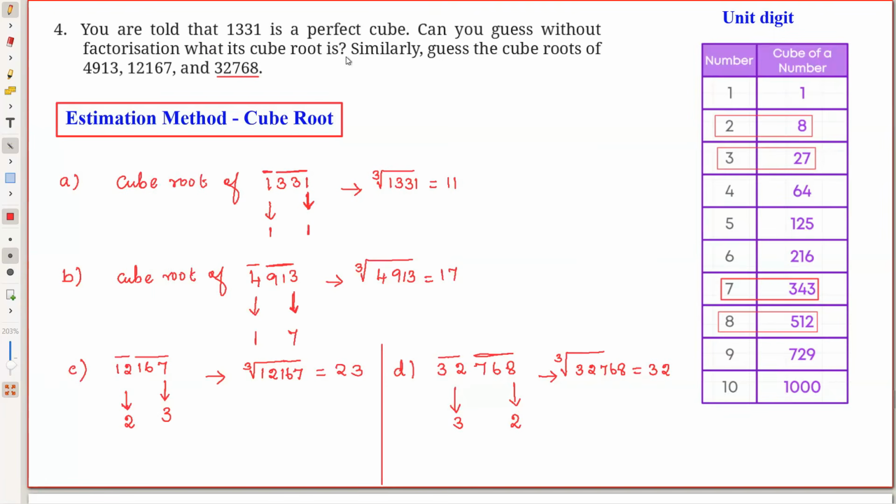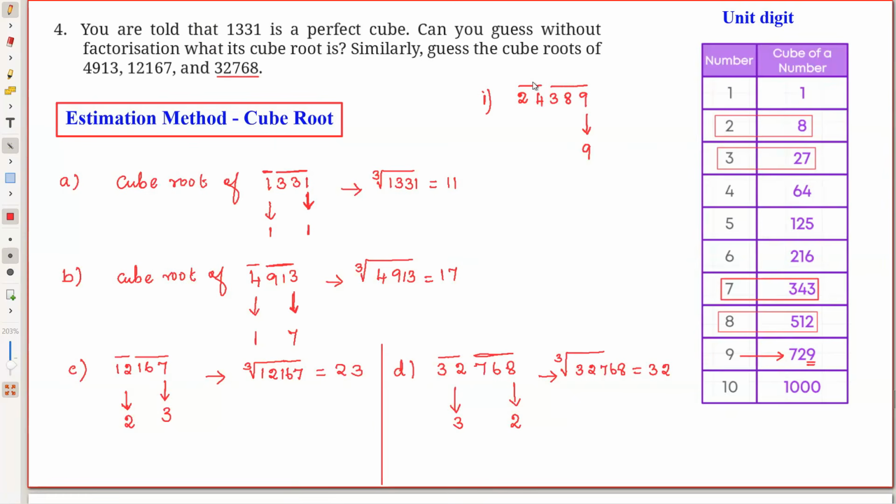The answer is 32. Next, first I have to place the bar over 3 digits. I have only 2 digits. Now for the next one, you have to see the last digit. The last digit is 9. If the number has 9 as the last digit, its cube will also end with 9. So the ending digit will be 9.